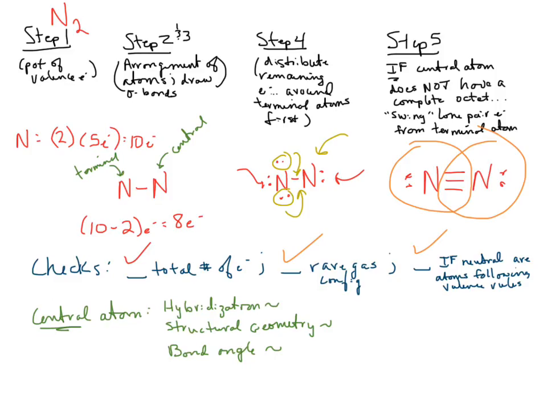Okay, so what's its hybridization? SP, yep. What's its structural geometry? Linear, yep. And what's its bond angle? 180. So that's how that works. So go ahead and make that molecule. Very good.